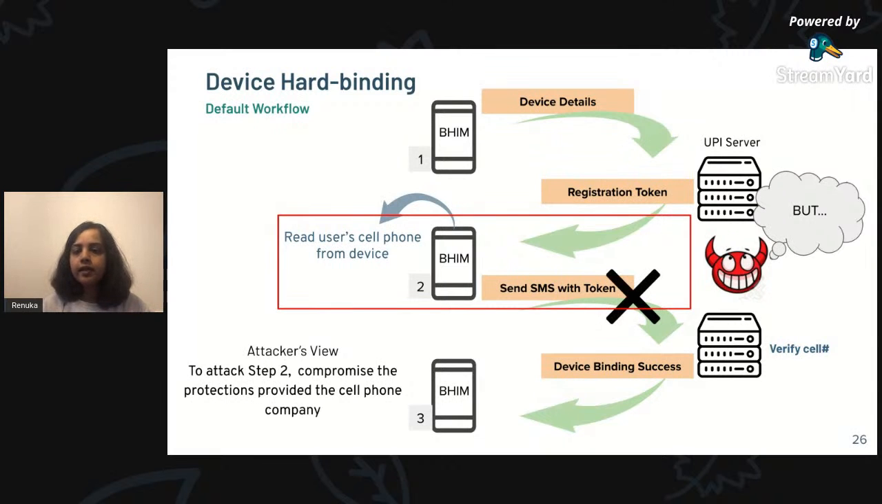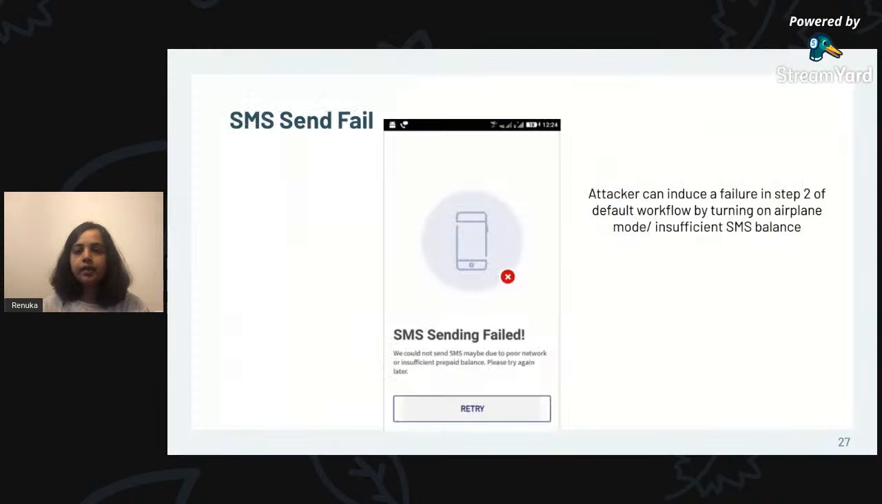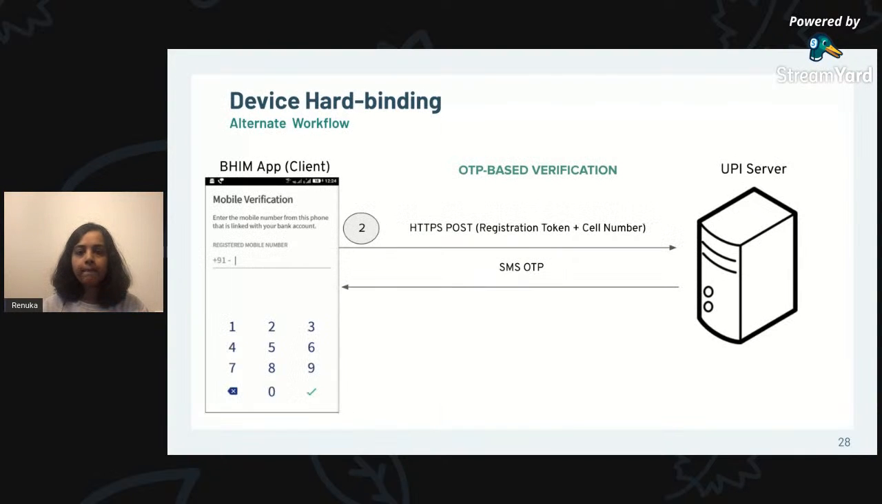This workflow was triggered when the send SMS step of the protocol, step 2 of the protocol, failed. And this failure can be induced by either putting the phone on airplane mode or leaving insufficient SMS balance on the device itself. So when step 2 of the protocol fails, the user is prompted to key in a cell number, as you see on the left. The cell number, along with the registration token, is sent as an HTTPS message to the UPI server, and the UPI server at this point sends an OTP back to the client.